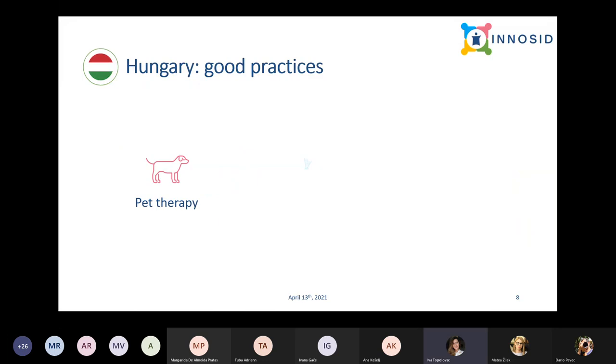Other good practices from Hungary include specialized therapies, which can bring society closer to people with disabilities. For example, animal assisted therapy or pet therapy is a guided interaction between a person and a trained animal. Most used animals are dogs, horses, and cats.